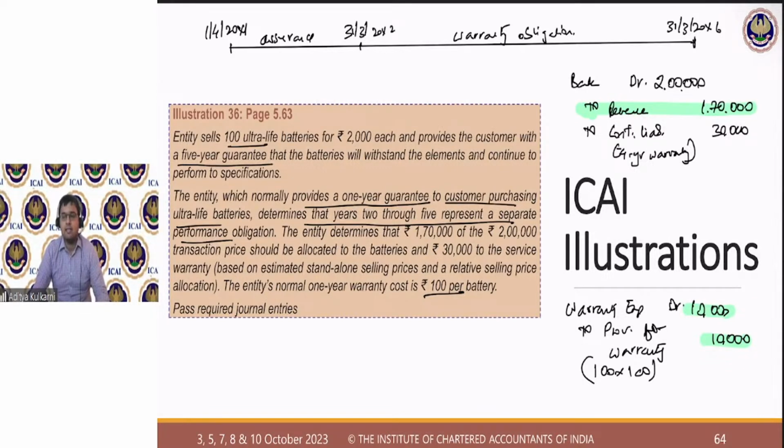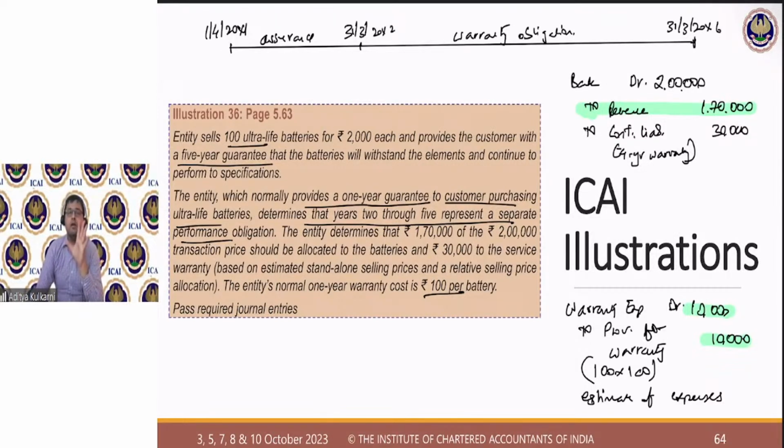This is nothing but an estimate of expenses. This provision for warranty. So the first part is clear: revenue is clear, estimation of expenses is clear. Now the next part is the warranty.